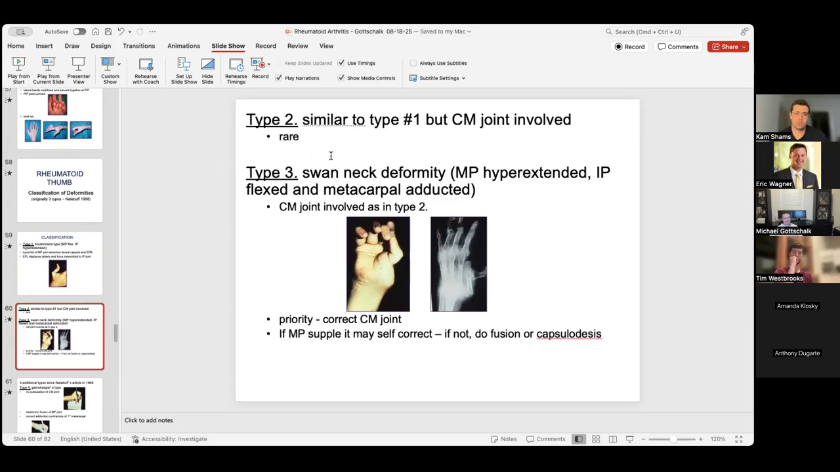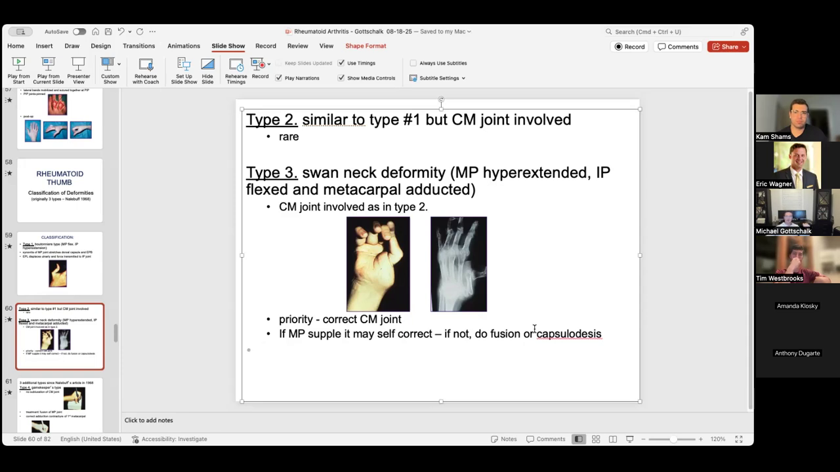In the other ones, type 2 is similar to type 1, but this is where the CMC joint's involved. And then type 3 is where you have a swan neck deformity, which is almost like a Z deformity here, where essentially you get MP hyperextension and IP flexion. The CMC joint's involved in type 2, and it can be involved here. So you can actually correct the CMC joint and potentially the MP joint, but it all depends on how supple it is and whether or not it will come back down, and whether or not you do a capsulodesis or a fusion.